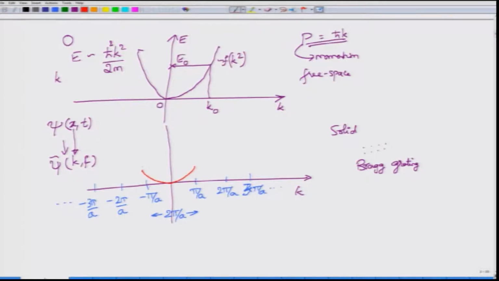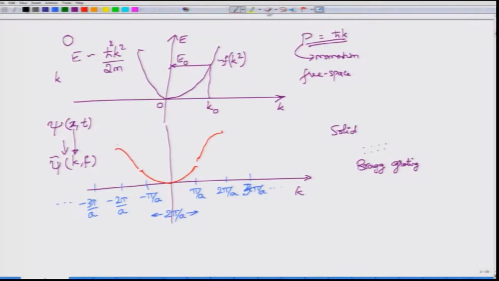So, it is still parabolic. At the edge, this is called a band edge, at the value pi by a, because of the Bragg type of reflection, this energy bends slightly. Then, for the next energy levels, there is actually a gap over here, and the next energy level goes from pi by a to 2 pi by a. Similarly, here it will go from pi by a to 2 pi by a.